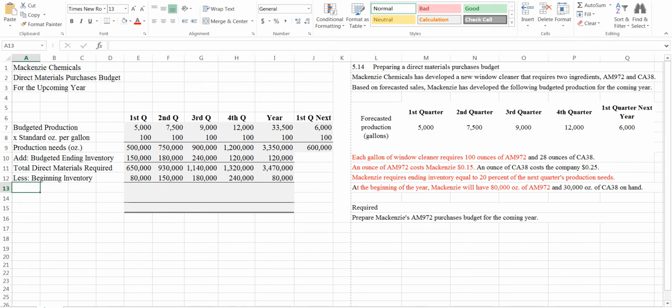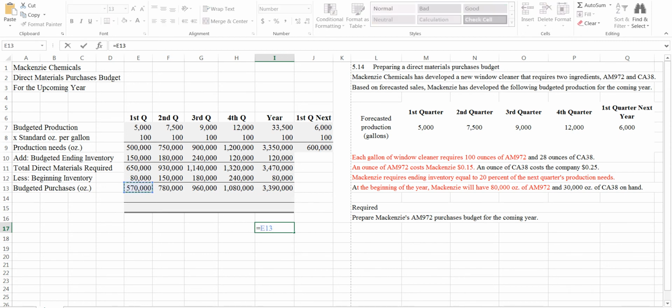And now we're going to say our budgeted purchases. And this is going to be ounces. So this is always going to be equal to this minus that all the way across. What I like to do is, since this was a subtraction of the 3470 minus the 80, that's how we set up the formula. I like to just double check and make sure that these all add up to the same number. So let's say equals that, plus that, plus that, plus that, just to make sure, and we get the 3390, so we know that that's a good number.